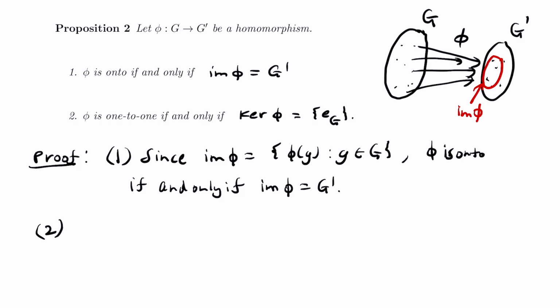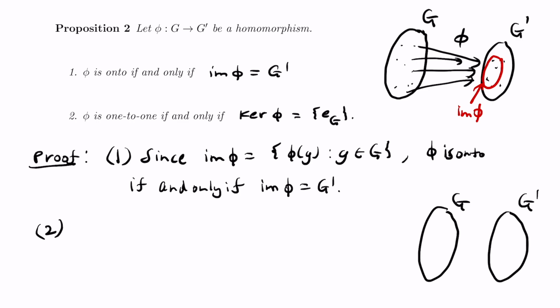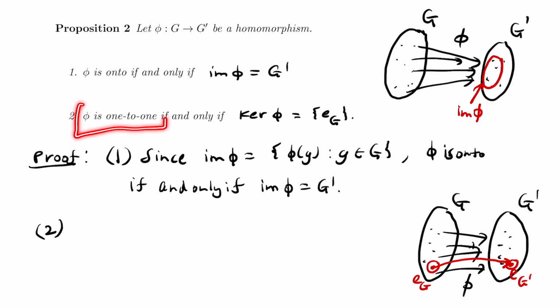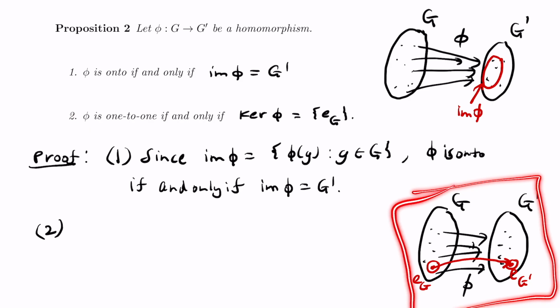Now the second piece is going to be a little bit more interesting. It says that if you have a picture, again, with G and G prime, with phi taking points in G to G prime, and it happens to be the case that if you pick this special element E of G prime, the only thing that maps to it is E of G and nothing else, then somehow this tells us that this homomorphism is 1-to-1. It is not clear whatsoever why this ought to be the case.